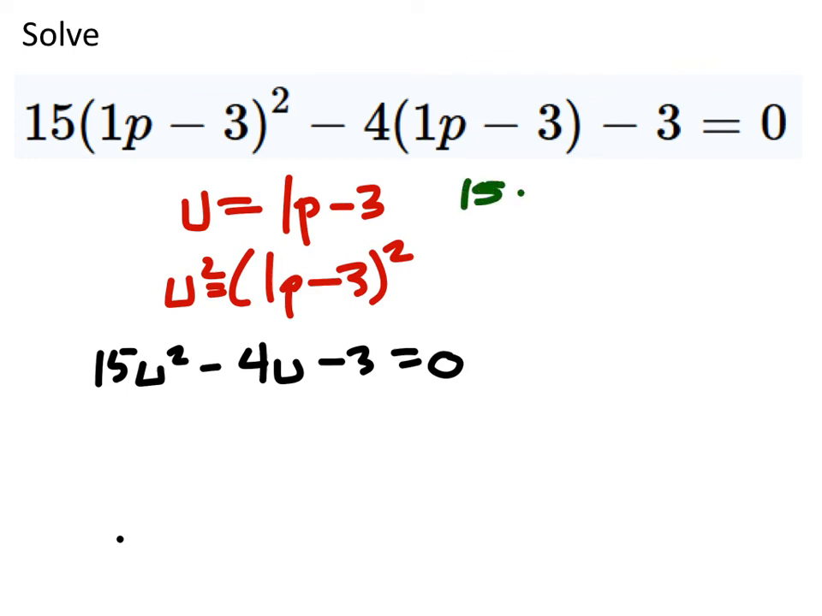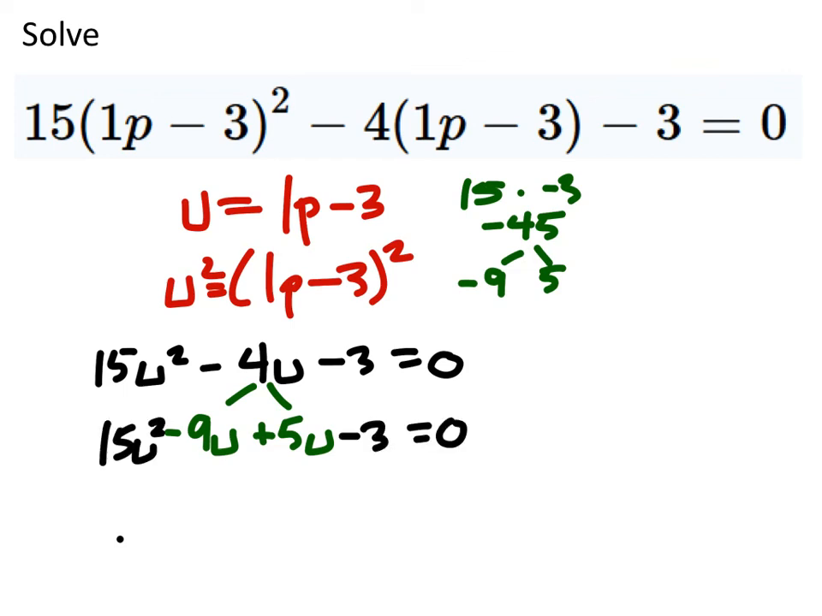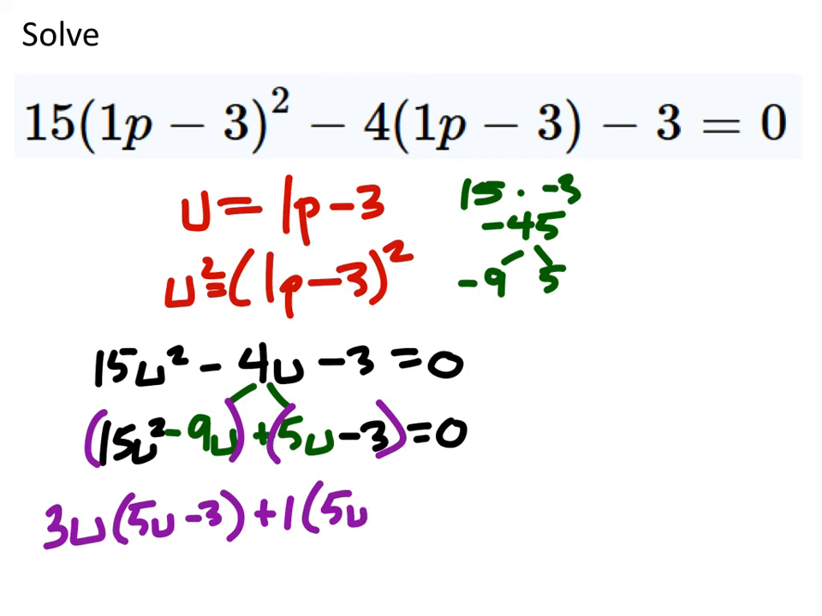So I've got 15 times that negative 3, which is negative 45. I need two factors of negative 45 to add up to negative 4. All right, so I've got those two factors. I'm going to split negative 4 up then into negative 9u and positive 5u. Well, looking back, we're going to factor these by grouping. And on that first term, I can factor out a u, but also a 3, which gives me 5u minus 3. And on this other term, I can factor out a 1. So I've got 5u minus 3.